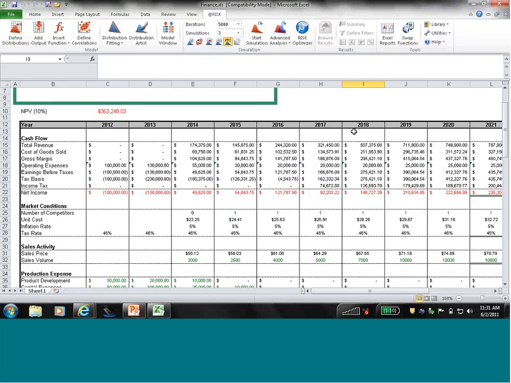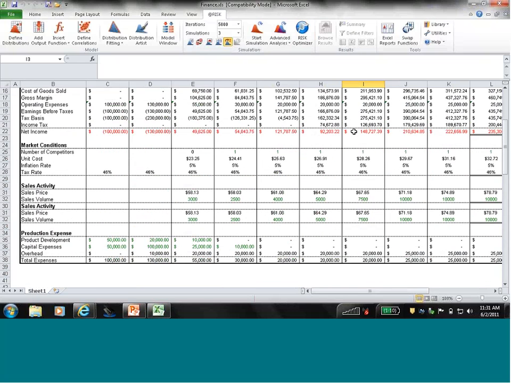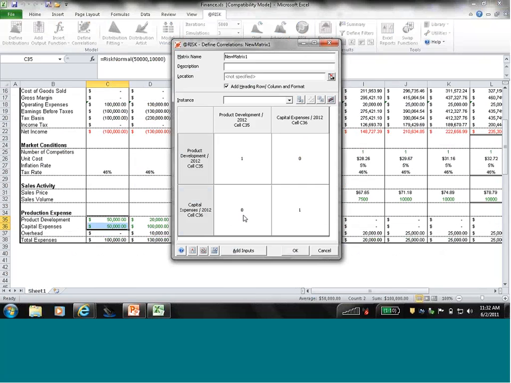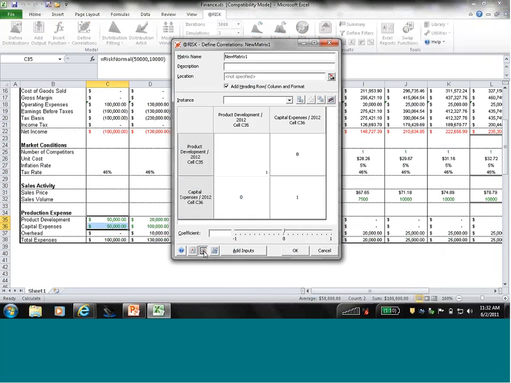Another thing you can do is adding correlation. Obviously, things don't always happen in a vacuum, and some things are correlated. So for example, if you have product development expenses going up, so too might your capital expenses. With our software, you can easily define a correlation and add a correlation matrix into the mix. You just highlight the cells you want to correlate, click on Define Correlation, and you can either add in your correlation coefficient or you can use these scatter plots to visually add in correlation.